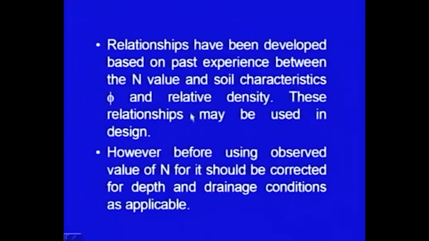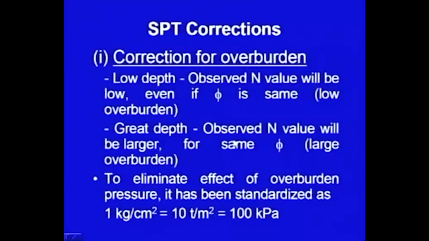Now, based on the past experience, relationships have been developed between the n value and soil characteristics phi and relative density. These relationships may be used for design purposes. Before using the observed n value, we must correct the n value for the depth and drainage conditions as applicable. Let me now discuss what are the different corrections. I have already discussed the factors.